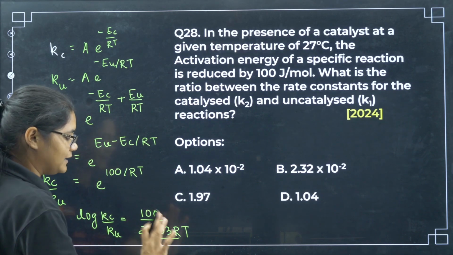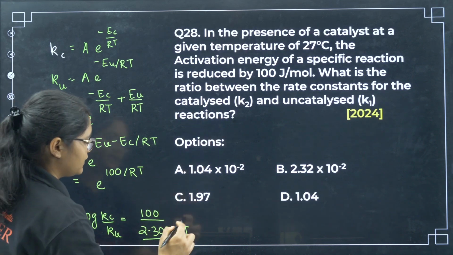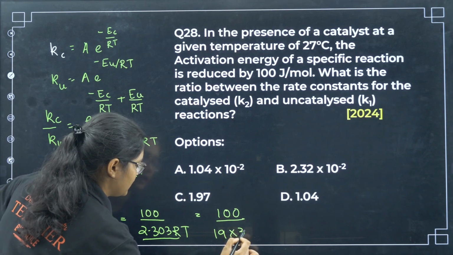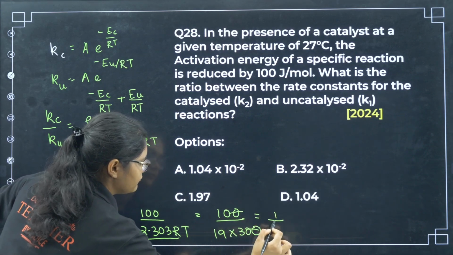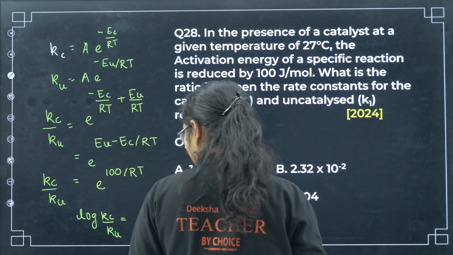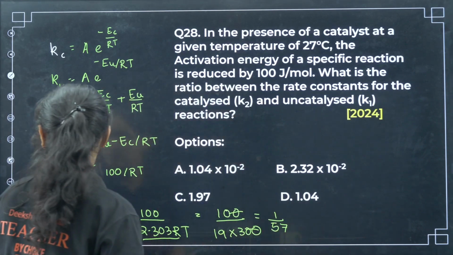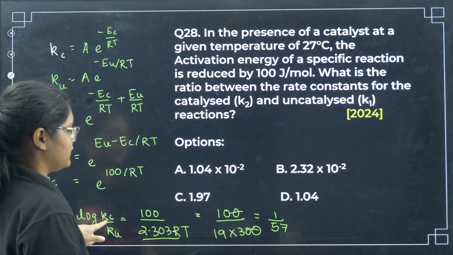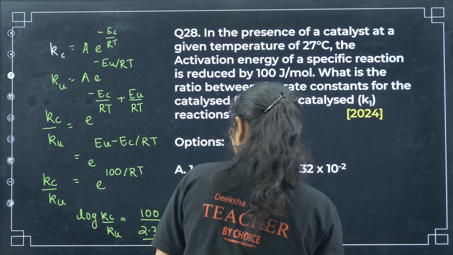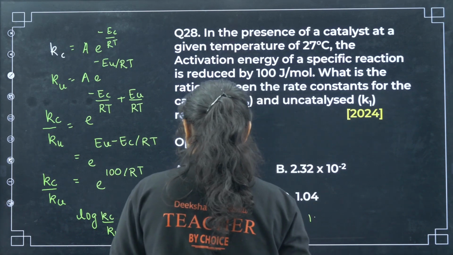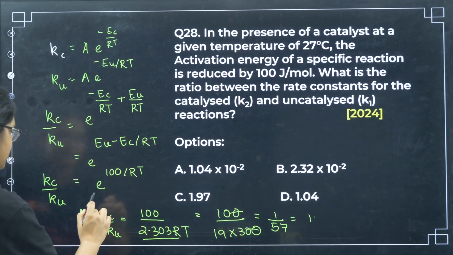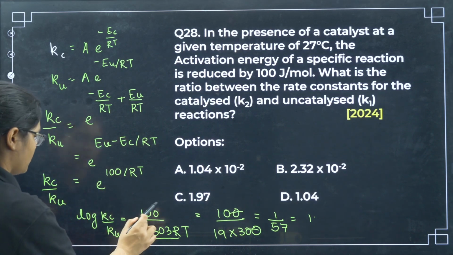Now 2.303 into R is 19.1. So please remember that you can take 19, and temperature is given as 300. So I have 100 divided by 19 into 300. Okay, so I have 1 by 57. Now if I want to calculate how much 1 by 57 is, you have to find the ratio of this one, right? So 1 by 57 is 1.0. I have taken ln on both sides, then I'll get 2.303 log Kc.